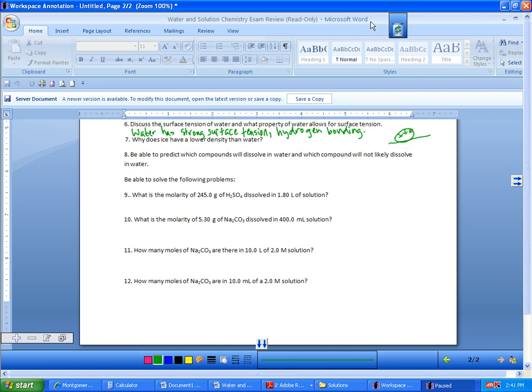All right. Number 7 says, why does ice have a lower density than water? When water freezes and becomes ice, the volume expands or enlarges. It didn't change the mass, just created more volume. And since density is equal to mass over volume, if the volume gets larger but the mass remains constant, then the density decreases.